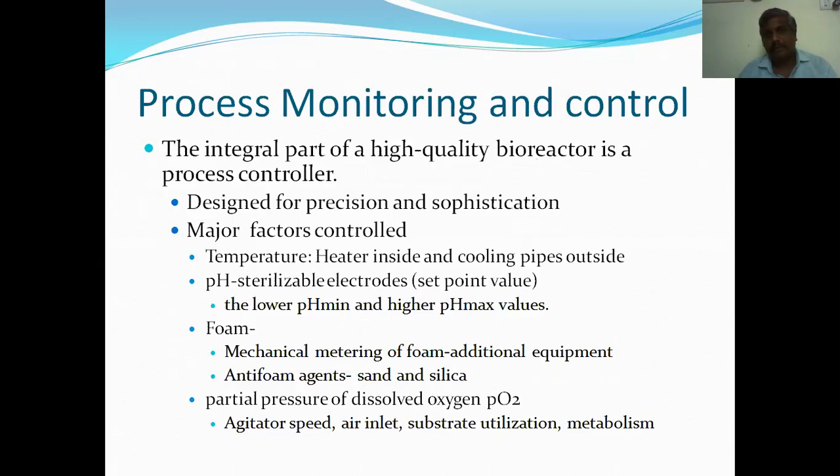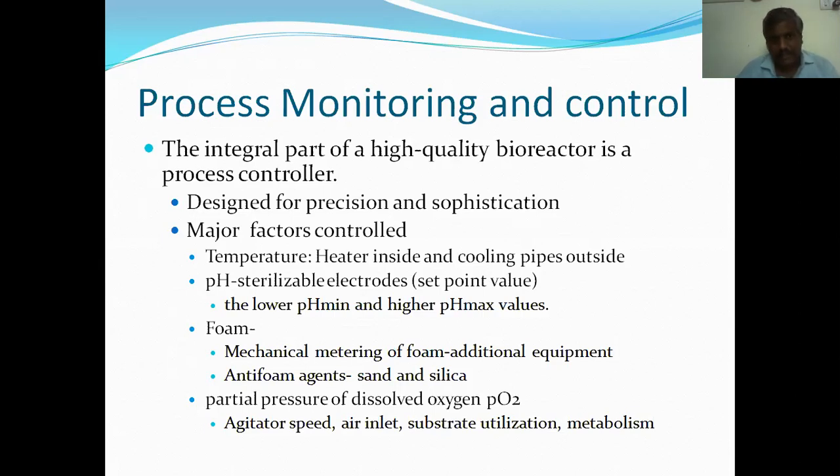When we come to process monitoring as well as control, the monitoring and control mechanisms are an integral part of a high quality bioreactor. The process controller is the major component in a bioreactor. We can say it is the heart of the bioreactor. The process controller can be designed for precision as well as sophistication. The major factors controlled by the process controller include temperature. For increasing the temperature, a heater will be there inside, and for reducing the temperature, cooling pipes will be fitted outside. Temperature probes detect the temperature increase or decrease. If the temperature decreases, the heater will be switched on, and if the temperature goes higher, cooling pipes will be switched on. In this way, the process controller controls the temperature probe as well as the heater and cooling pipes.